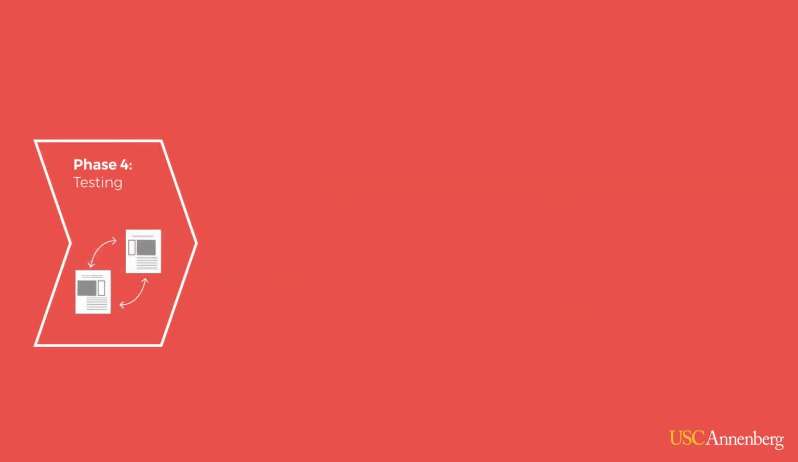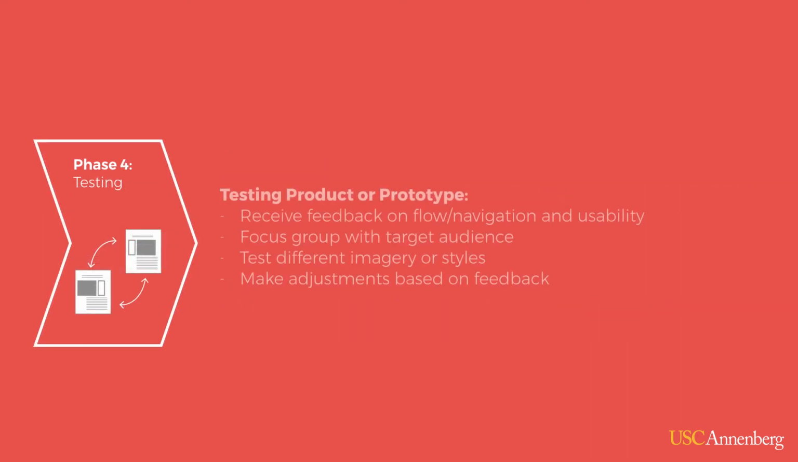When you've reached a final build, you'll move into phase 4, testing. This can take many forms depending on the final product. If it's a website, you might have users go through a prototype of the website and have them give feedback on the flow and usability. If you're working on a graphic, you might want to test 2 different styles of images to see which one works better. This is an opportunity to see if your target audience is responding well to your design or prototype.